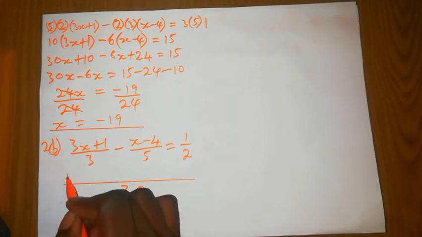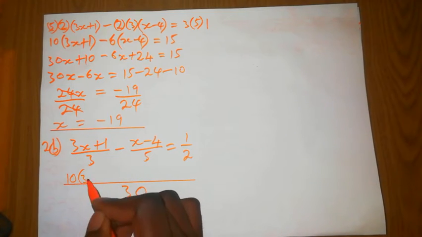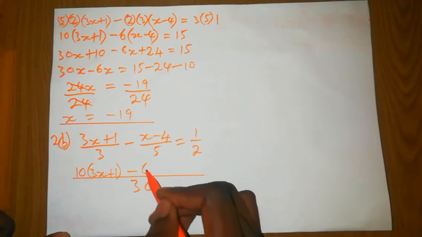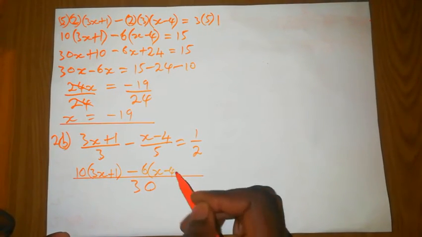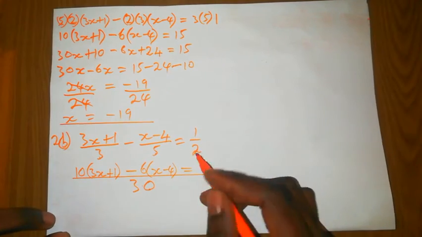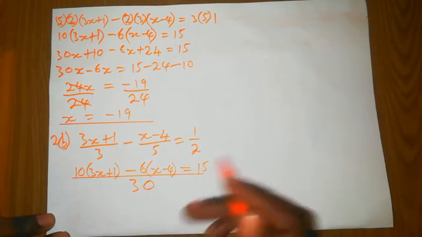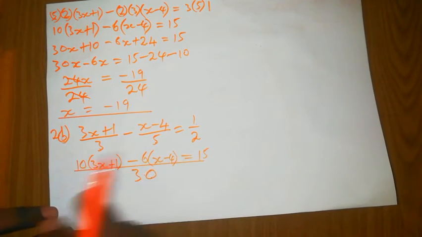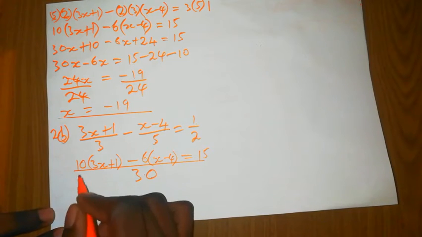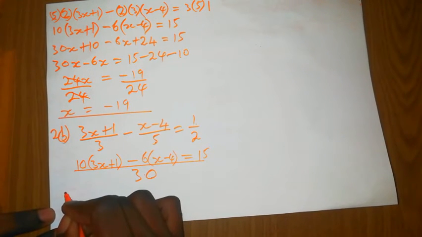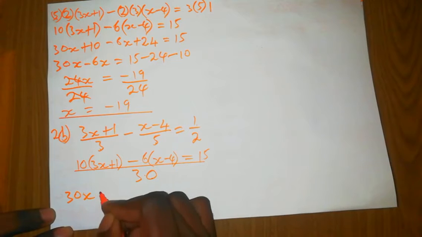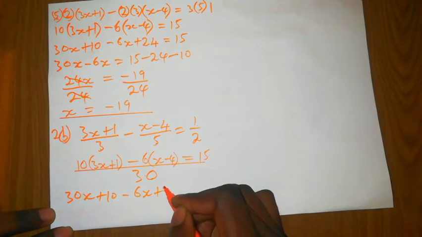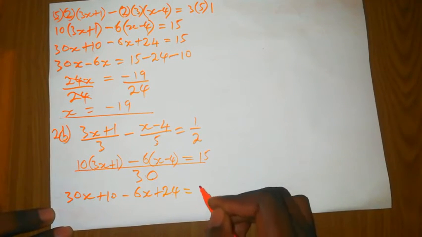So it's 3 into 30, that's 10. So it's 10 times the numerator, 3x plus 1 close minus 5 into 30, that's 6 bracket x minus 4 close is equal to 2 into that one is 15. 15 times 1 is just 15. I'm done with that denominator. I'm now taking this one. I'm expanding that. So it's now 10 times 3x, that's 30x plus 10 minus 6x plus 24 is equal to 15.